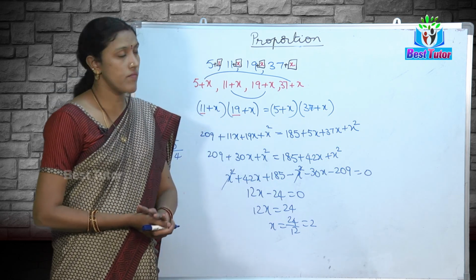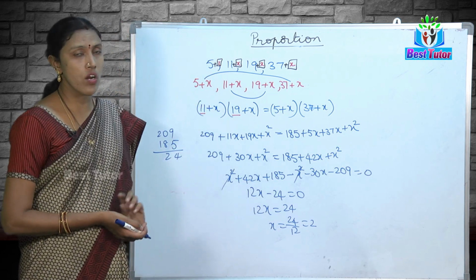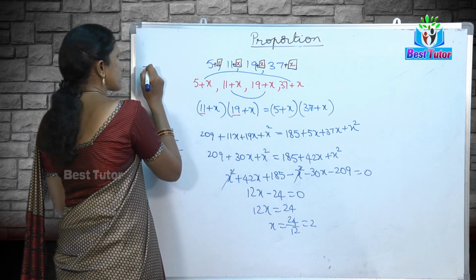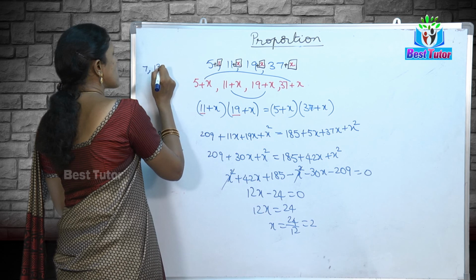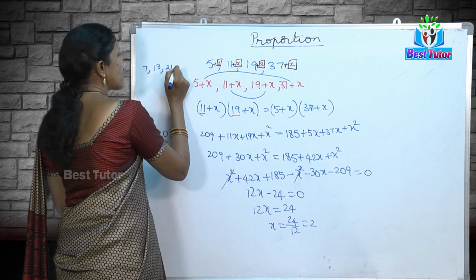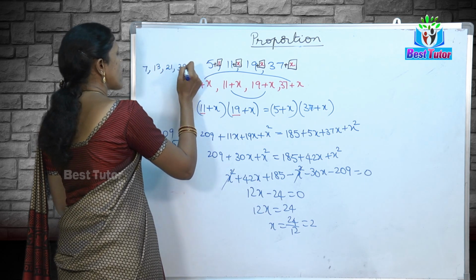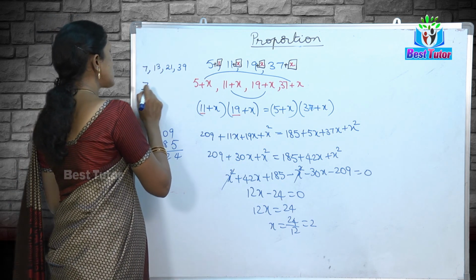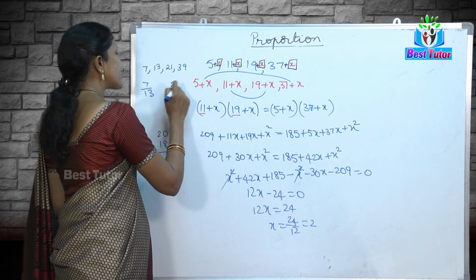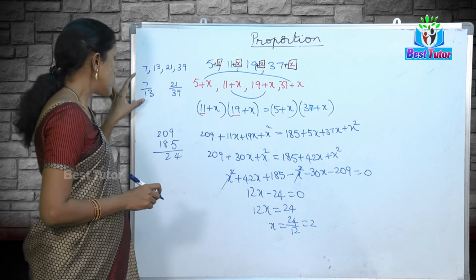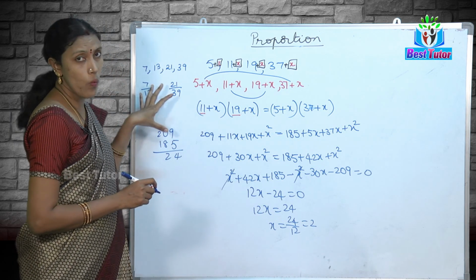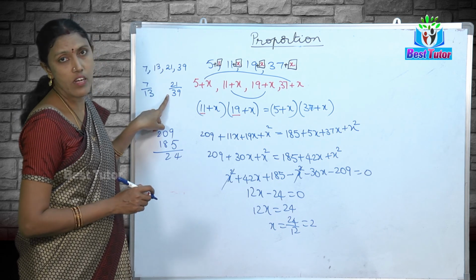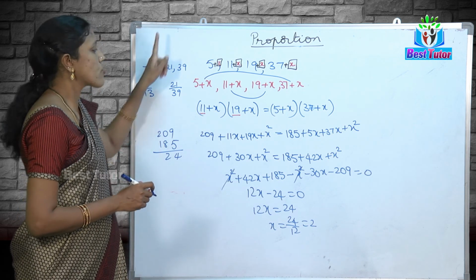Now we have got x. Are the results going to be in proportion or not? Let us quickly check it. If I add 2 to all the 4, what do I get? 5 plus 2 is 7, 11 plus 2 is 13, 19 plus 2 is 21, 37 plus 2 is 39. Are they in proportion? Is 7 by 13 equal to 21 by 39? Are these two equivalent fractions? 3 7s are 21 and 3 13s are 39. So they are, right? So this is a procedure.